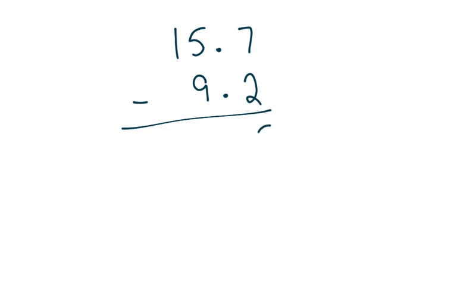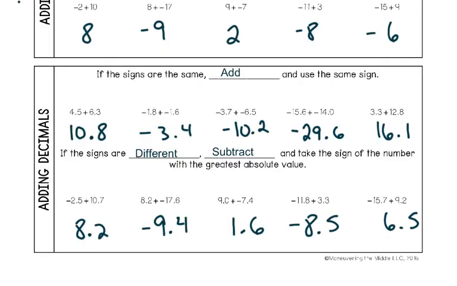So 7 minus 2 is 5. Bring down that decimal. Can't take 9 from 5, so I borrow. I can take 9 from 15, and I get 6. So I have 6.5. So then I look back, and I want to see which one has the biggest absolute value, and I know that 15.7 is the bigger number, just looking at the numbers, not their signs. But since it has a negative, I know it's going to be a negative 6.5.